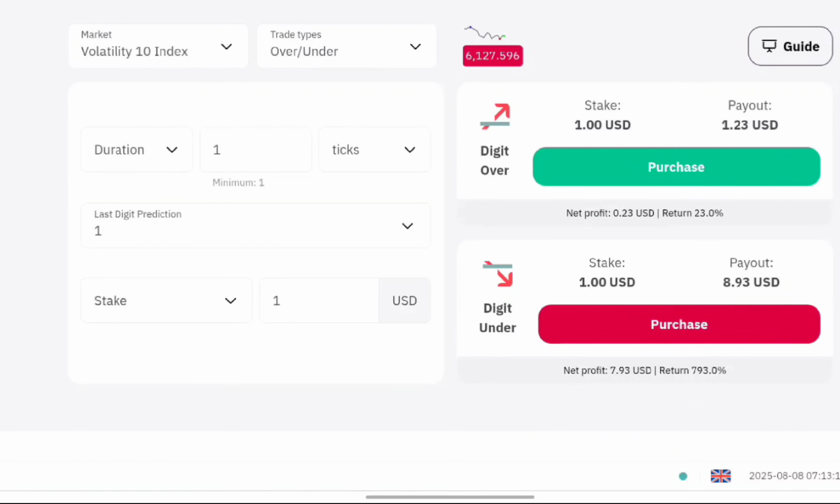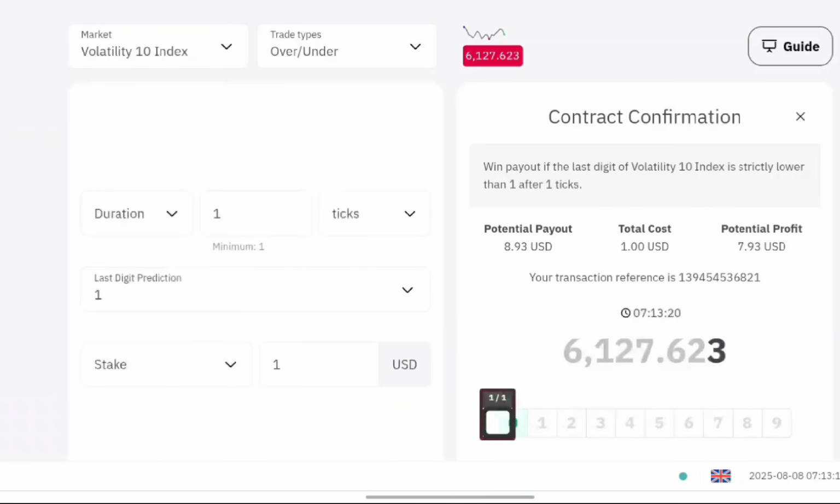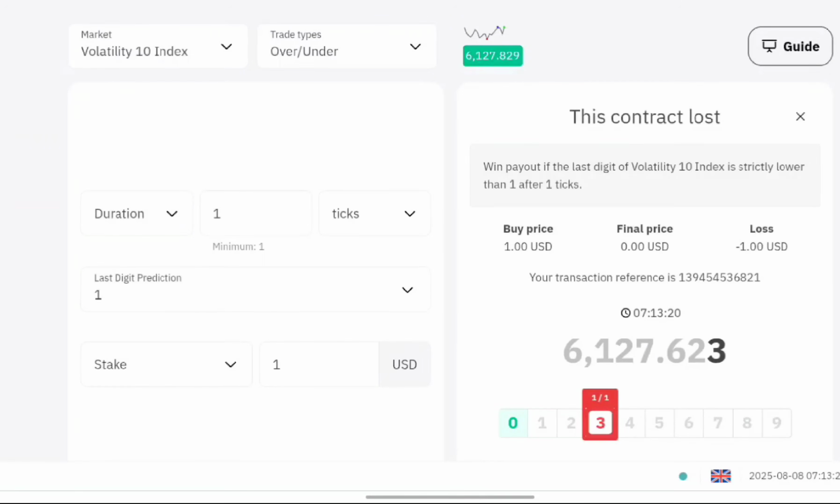Now, let me show you what would happen if you go to the other side, right? If I place under, again, I'm going to be risking the same dollar and I'm going to purchase under. You are going to see that the only chance that I was going to win here is if the last digit was 0. And you can see that I have a high chance of losing because there's a lot of numbers in gray here, which are all the chances of losing. And of course, this was lost, and we just lost $1 for this example, right? So this is exactly how it works, right?